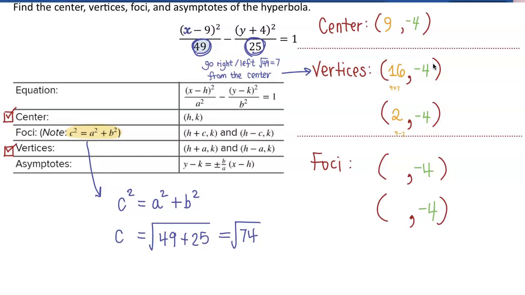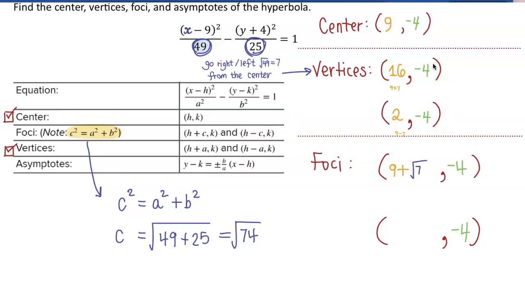Now, to get the x-coordinate of the foci, we need to add and subtract the c value to the center x-coordinate. So remember, the center had an x-coordinate of 9, right? So to find the foci x-coordinate, I need to do 9 plus square root of 74. Okay? Now, to find the other foci, I'm going to need to do 9 minus square root of 74.